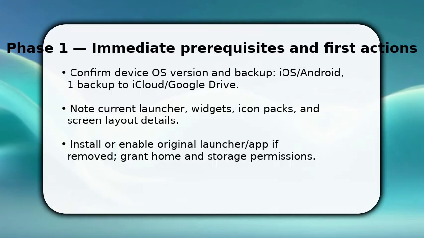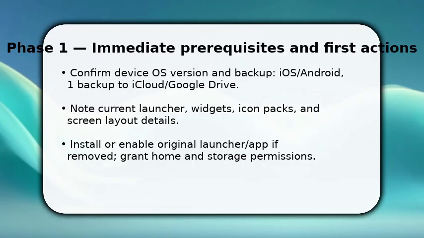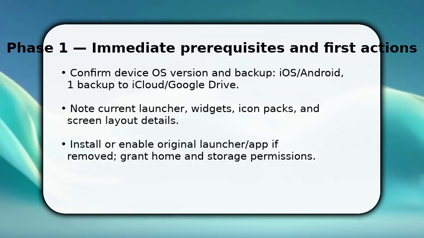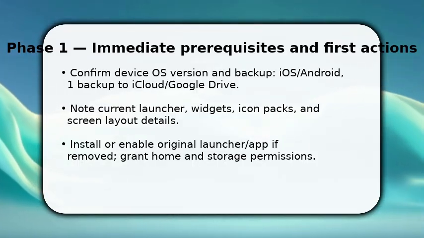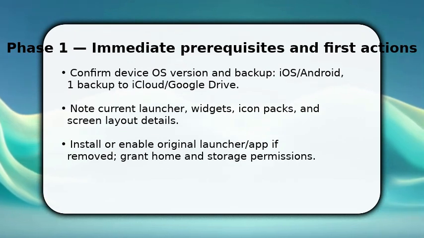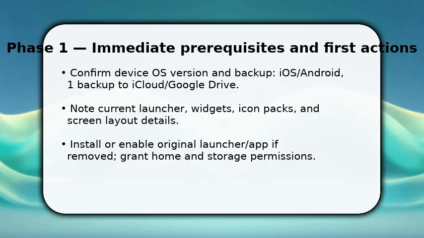Once done, reinstall or re-enable the original launcher app and grant home and storage permissions so the system can read your layout. This step sets the stage for an accurate restore and prevents mismatched icons or missing widgets later.